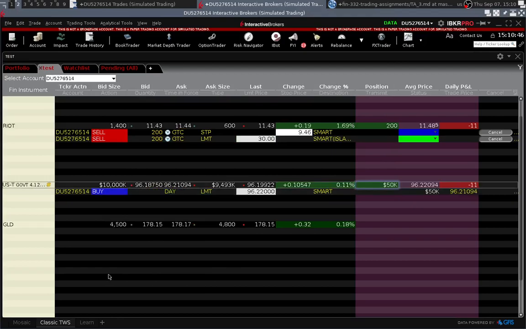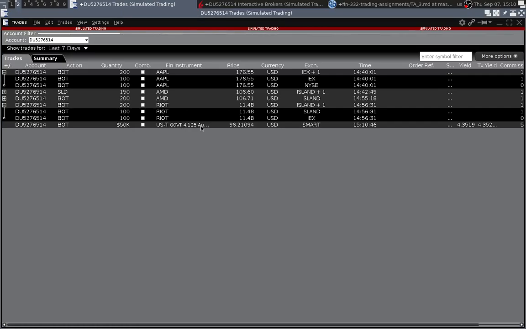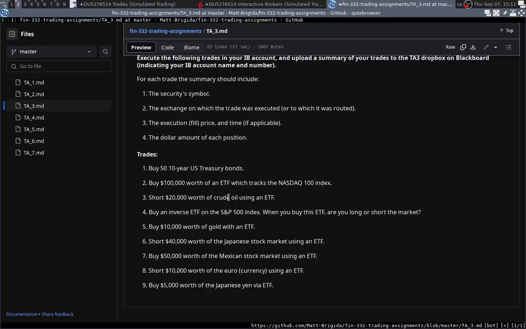We should be able to buy this thing. Yeah, so we own 50,000. Actually, face value we own 50,000. Well, so it would be 96% of 50,000, 96.21094. That's the clean price, which will be fine for the trading assignment. Okay, I think that's enough to get through trading assignments 1, 2, and 3, and just a general introduction to trading on the Interactive Brokers Trader Workstation.